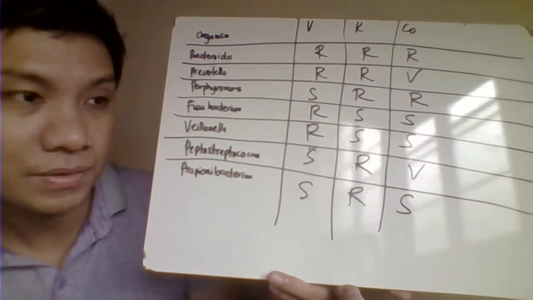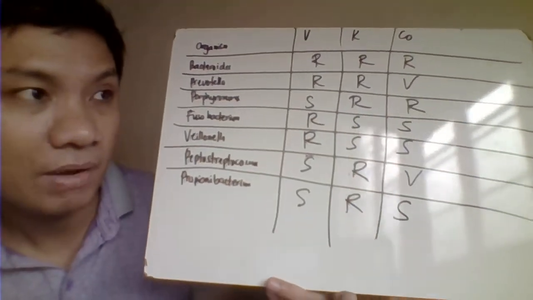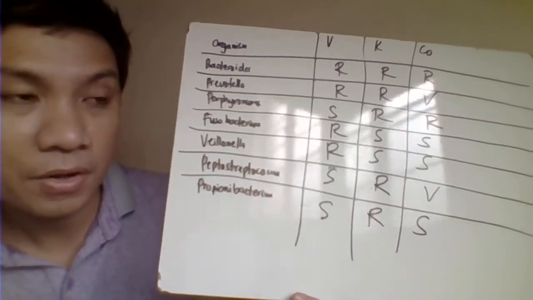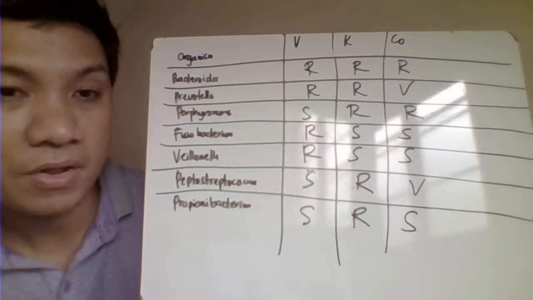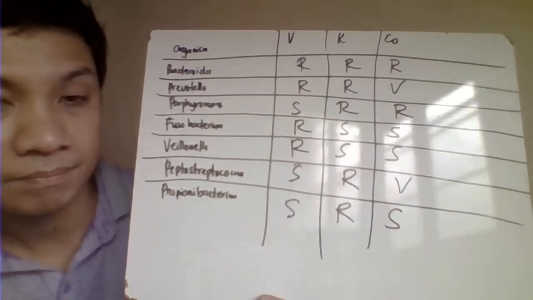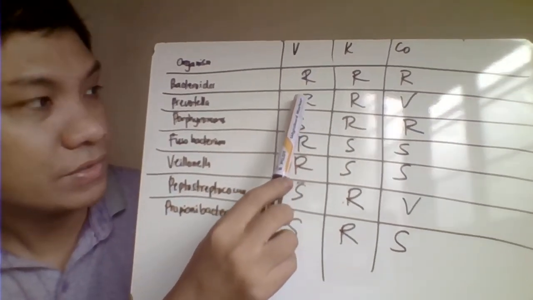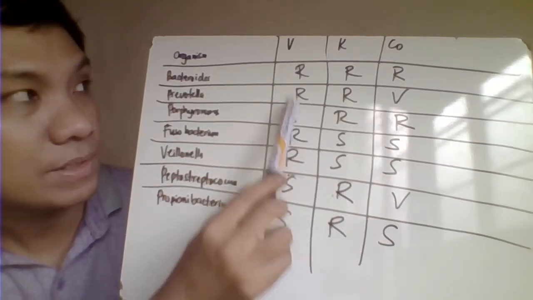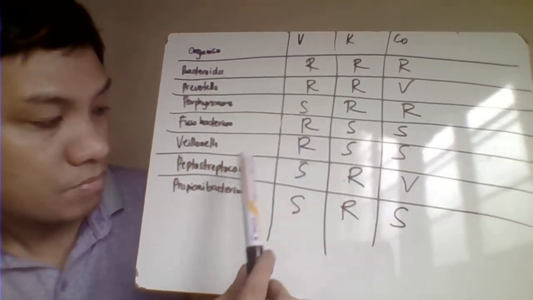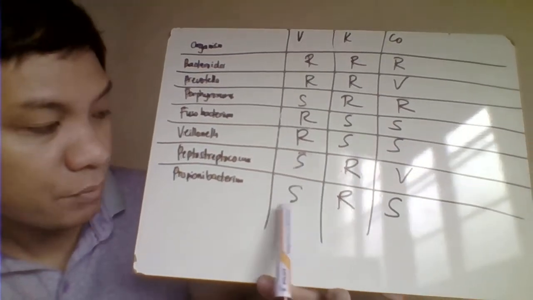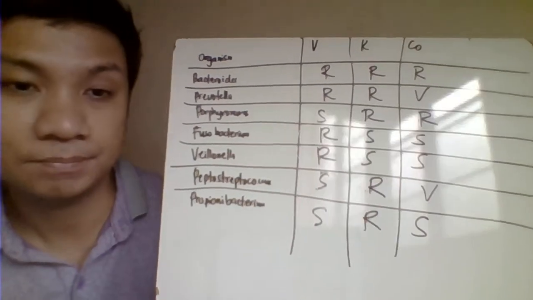Streptococcus has a susceptible result with vancomycin, resistant with kanamycin, and a variable result with colistin. Propionibacterium has a susceptible result with vancomycin, resistant with kanamycin, and susceptible with colistin. Therefore, Bacteroides is resistant, so it will grow. Prevotella will also grow. Porphyromonas will not, because it is susceptible to vancomycin. Fusobacterium will grow, and Veillonella will grow. Streptococcus will not grow, and Propionibacterium will not grow in kanamycin-vancomycin laked blood agar. Okay, thank you.